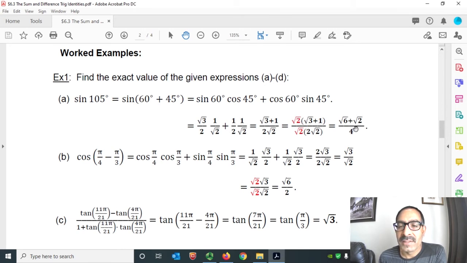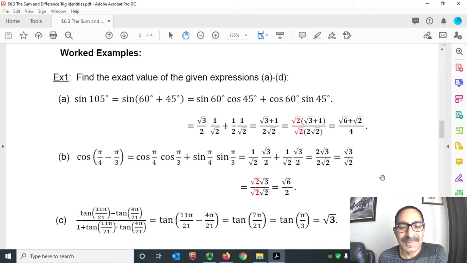Then the last step here, we distribute this radical 2 inside. So this is radical 6 plus radical 2 all over, the denominator: radical 2 times radical 2 is 2, then 2 times that 2 is 4. So that's our final answer. Great. I hope this makes sense to you all.